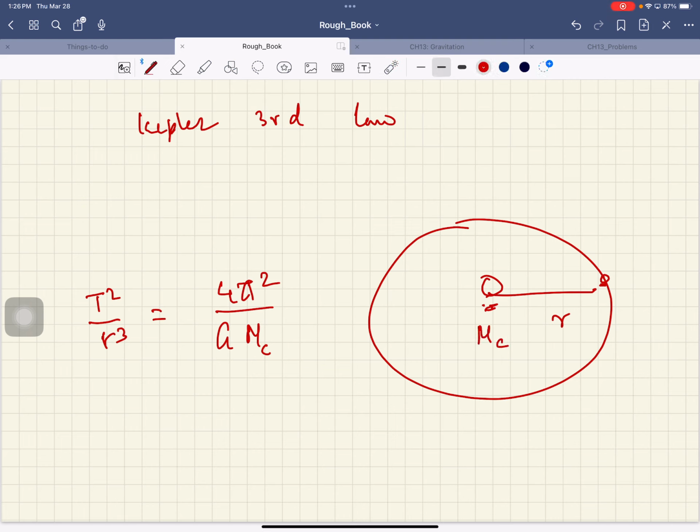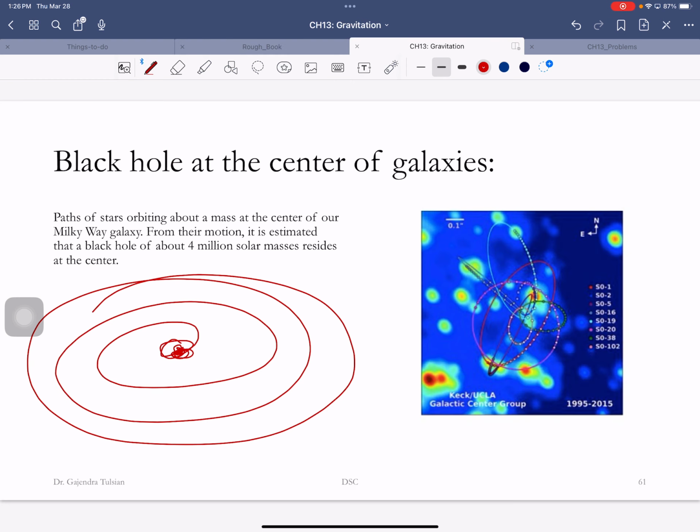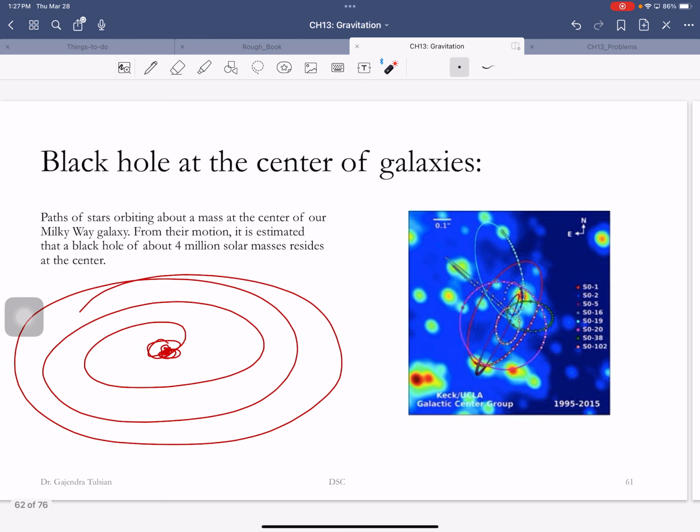Did you guys understand that? All right. At the center of this galaxy is a massive black hole, but you can't see it. So how do we know there's a massive black hole? Well, these are stars going around that massive black hole, and they're going crazy fast. A star is traveling close to the speed of light. They can measure these periods and these radii and calculate the mass of this central black hole. This is not an easy measurement, but they do it. It's estimated that a black hole of about 4 million solar masses resides at the center of our galaxy. There are other galaxies where the masses are billions of solar masses.